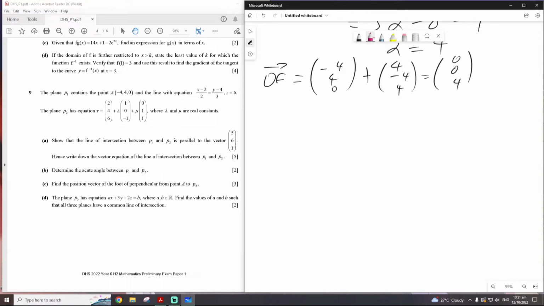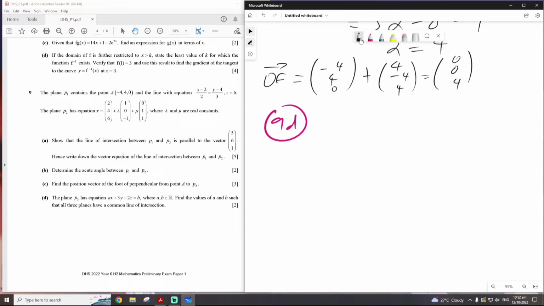For part D, the plane pi 3 has the equation ax + 3y + 2z = b, where a and b are real numbers. Find the values so that all 3 planes have a common line of intersection. Well, there's already one line of intersection, and that line contains a certain point. If we can find a point that lies on that line, we need to just simply sub in that point into this plane, and then it will pass through that point also. In fact, it will pass through the same point of intersection.